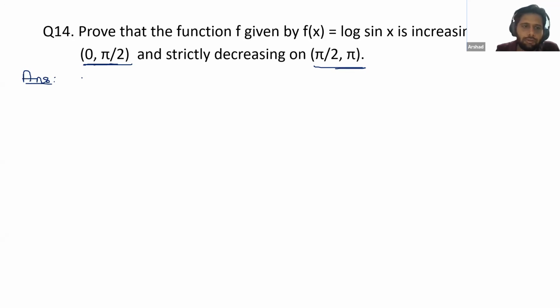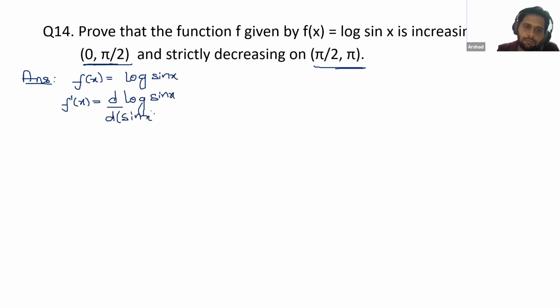No, that's not correct, Abdul. f(x) is equal to log sin x. So differentiate: f dash x is equal to the derivative of log sin x with respect to sin x. Then sin x. Sir, I got positive. Positive, very good. So that means it's strictly increasing. Okay, we will apply the chain rule here.